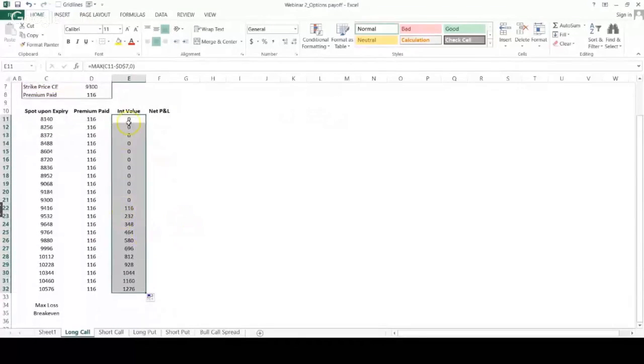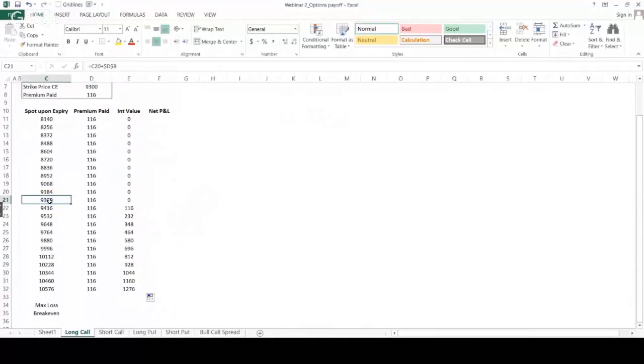Now here's what it suggests. All the way up to 9,300. Remember, our strike price is 9,300. The intrinsic value is telling me that if the spot expires at 9,300 or any value below that, then the option is not going to have any intrinsic value. However, for every point above 9,300, the option is going to have some sort of intrinsic value. So that's intrinsic value for you.